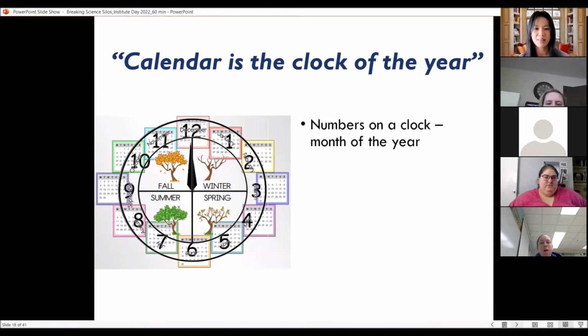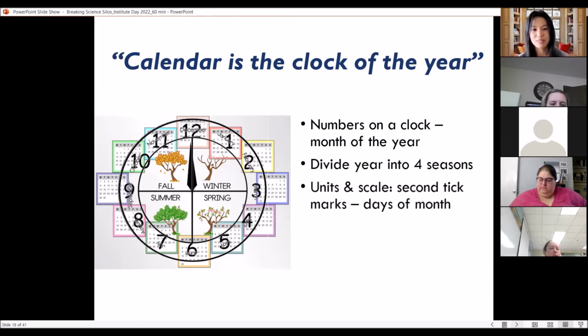And arranging it this way allows you to draw a lot of connections that you probably wouldn't have if you just arranged it the way we normally arrange calendar pages, the way it normally shows up in a planner or an agenda, which is just those boxes in a 3 by 4 array, right? Arranging it this way, we can line up numbers on a clock with the months of the year. We can divide the year into 4 seasons.